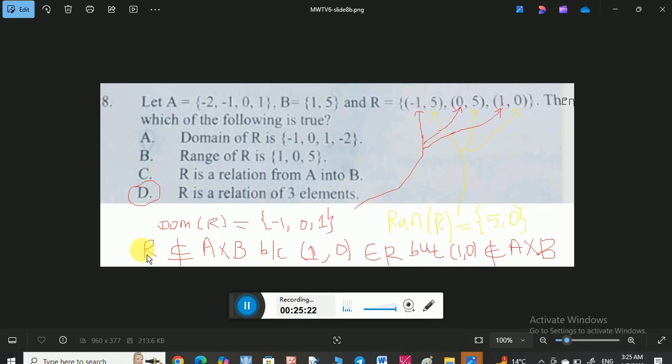We need R to be a relation from A into B; R should be a subset of A cross B. Since it is not, that choice is not the answer. The answer is D. R contains 3 ordered pairs, and one ordered pair counts as one element. So R is a relation of 3 elements, a set of 3 elements.